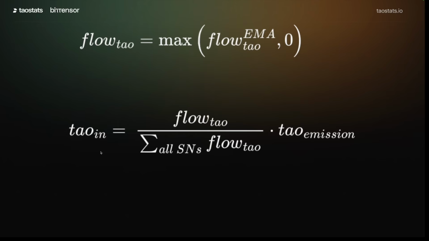So now, when we calculate tau in for a subnet, if you have negative flow or a negative EMA flow, you're going to have a 0 up here. So you get 0 emission. If your subnet has positive net flow, positive net EMA flow, then you have a positive number here. And you get a percentage of the emissions. And only the subnets that have a positive EMA flow will get any emissions. So that's a pretty big change. A lot of subnets are going to suddenly start seeing that they have 0 emission.